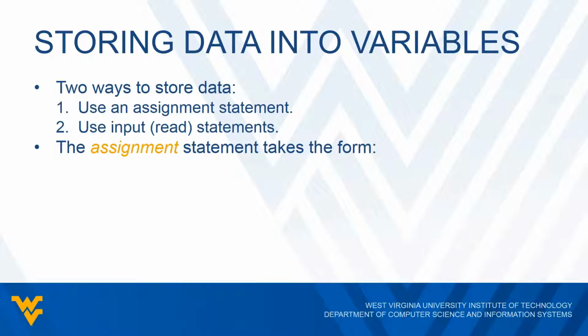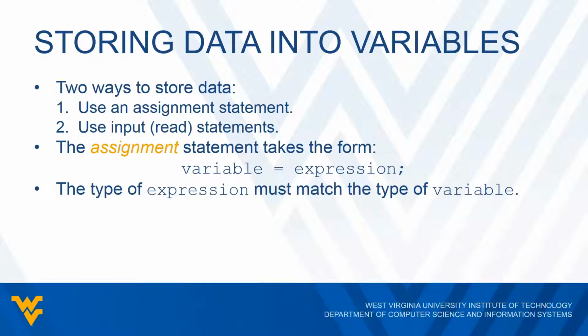So what is that? Well, an assignment statement takes the following form. We would have the variable on the left side of our statement. We would have an equal sign, and then some expression on the right side, and then we end with a semicolon. Now it's important to note with an assignment statement that the types of both the expression and the variable must match. So for example, let's say I have an integer variable.